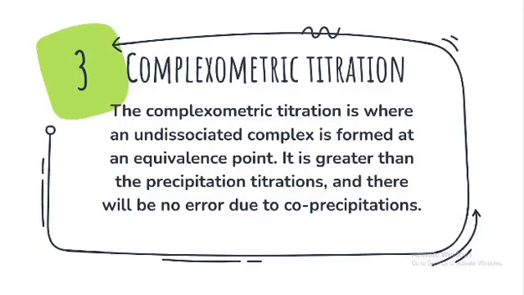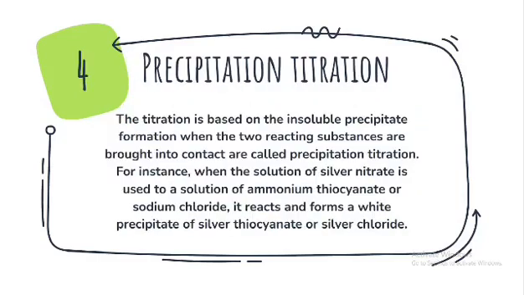Complexometric titration is where an undissociated complex is formed at an equivalence point. It is greater than the precipitation titration, and there will be no error due to co-precipitations. Precipitation titration. The titration is based on the insoluble precipitate formation when the two reacting substances are brought into contact.